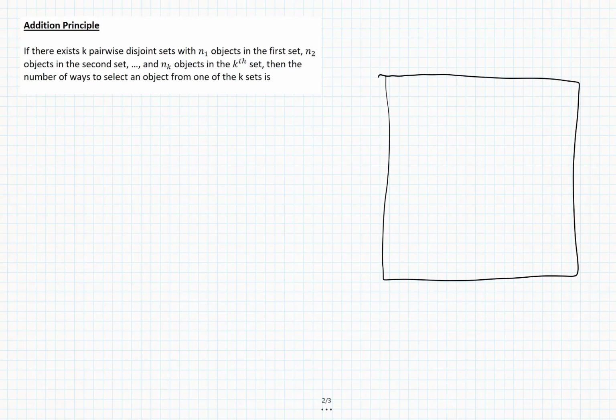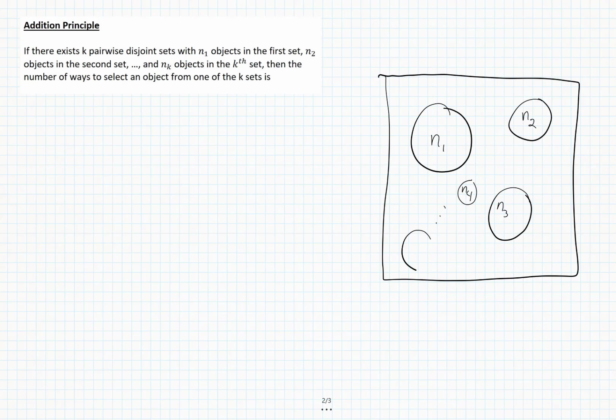And to give a visual as to what happens, you have n1 in this first set, and so I'm not going to label the sets, but these sets can be all different sizes. You have n2 inside the second set. Remember, there's no intersection between any of these sets. And the reason why is that we have k pairwise disjoint sets. And so keeping that in mind, we can draw up all nk sets and label those amounts inside. Now, how many ways actually occur if we're to select just one object from the k sets? How many ways can we do that?